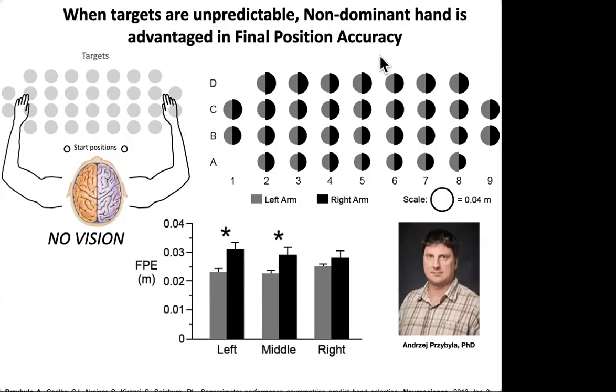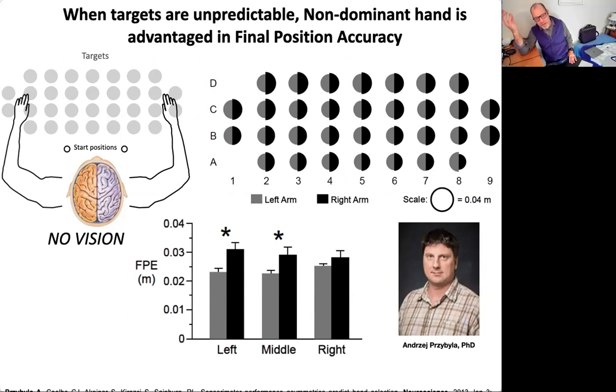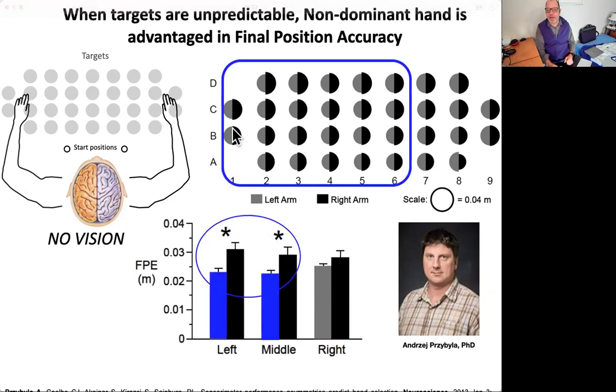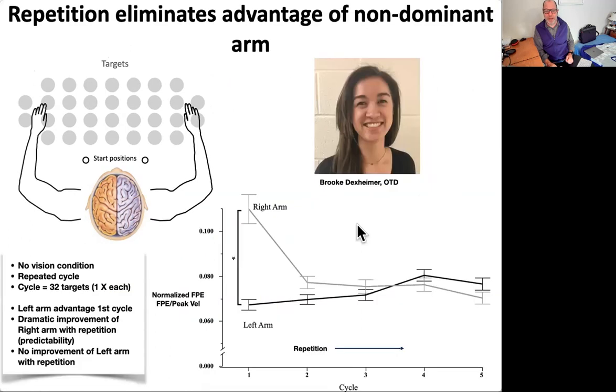So what is the non-dominant hand good for? Well, one of the things that's kind of wild, and a lot of people have shown this, is that if you move under unpredictable circumstances, in this case lots and lots of targets so you don't repeat a target, and you move with no visual feedback, then you actually tend to be more accurate in terms of the final position with the non-dominant arm. Now, you don't feel that you're more accurate, which is an interesting phenomenon, but you are. And this has been demonstrated by us in a number of circumstances and by other labs.